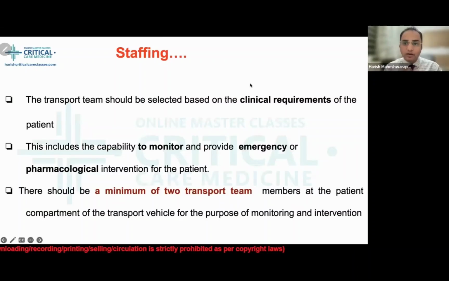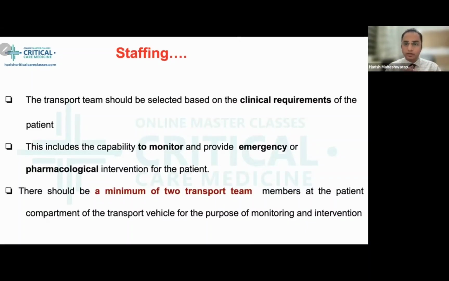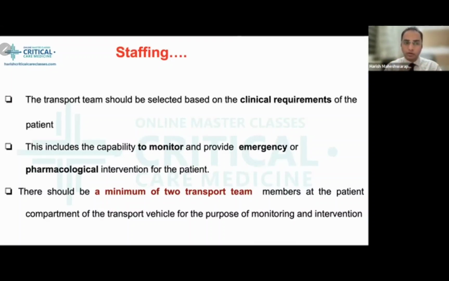So, staffing involved in the transfer process: the transport team should be selected based on the clinical requirements of that particular patient. Suppose the patient is having an ECMO in situ, we need a perfusion team to accompany, and preferably one with a surgical background is also necessary. If the patient is on a ventilator, we definitely need a respiratory therapist, and an anesthetist or an intensivist is needed. So clinical requirement is the main thing to decide which staff is going to accompany that particular patient.